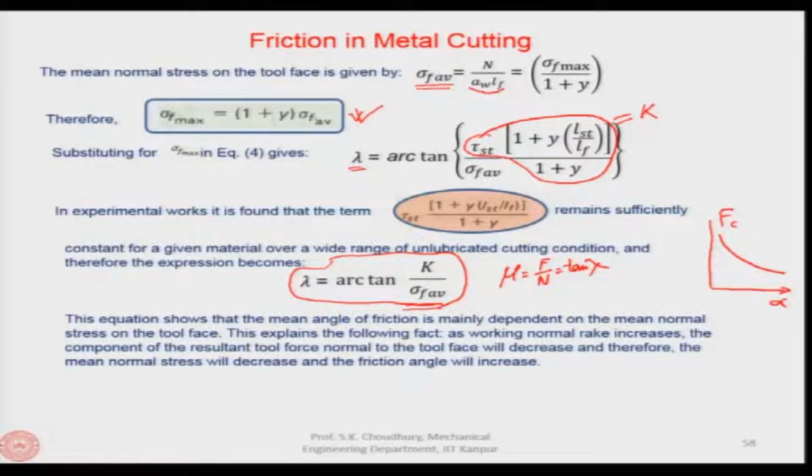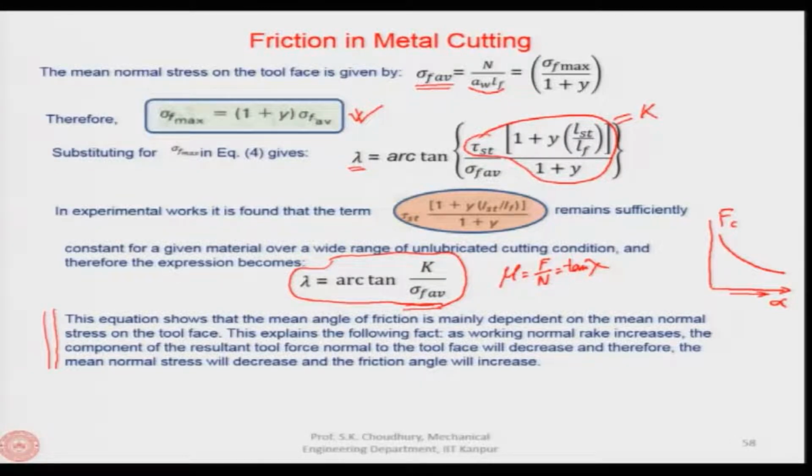This is the same thing we are saying here: as the working normal rake increases, the component of the resultant tool force normal to the tool face will decrease, as we have explained in this curve, and therefore the mean normal stress will decrease, and if it is decreasing, then the friction angle will increase. This is the conclusion that can be made from Zorev's model, and this is very important when the working normal rake variation is considered and how to select the working normal rake.